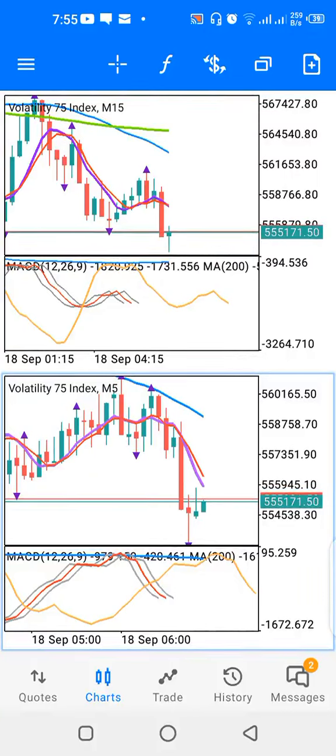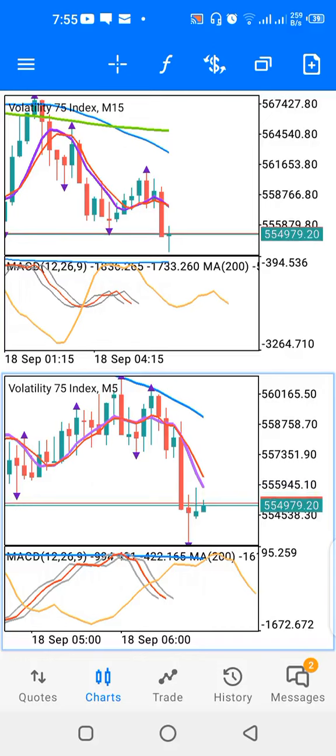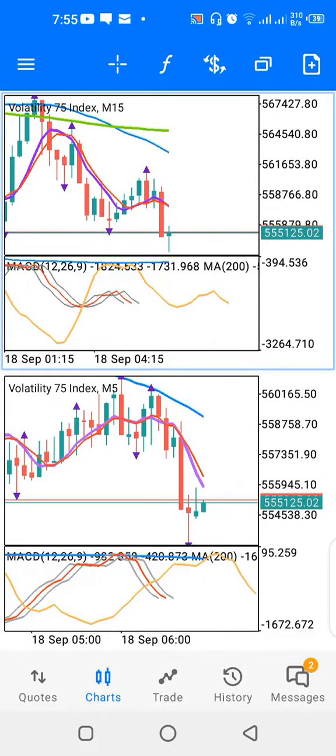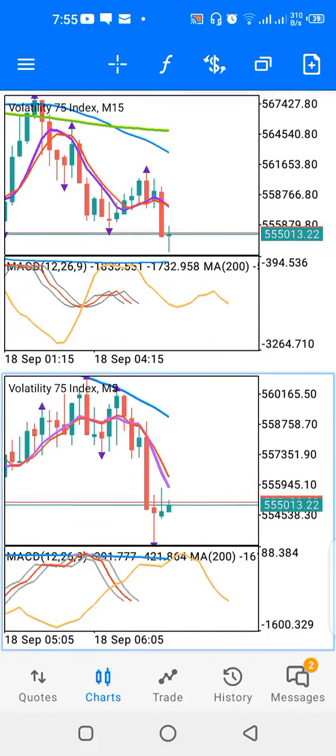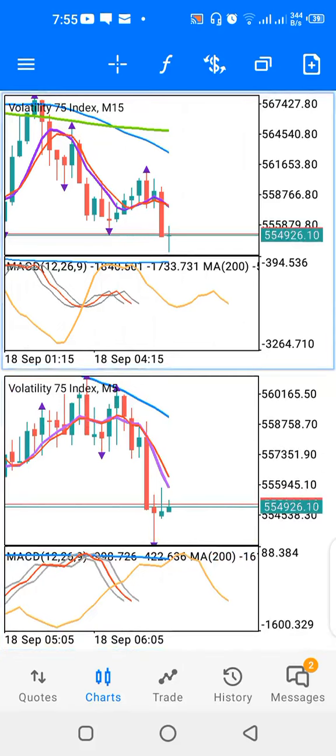Today we will look at a strategy that you can use to trade V75 index using the 15 minutes time frame and the 5 minutes time frame. It's a dual screen, dual window strategy.